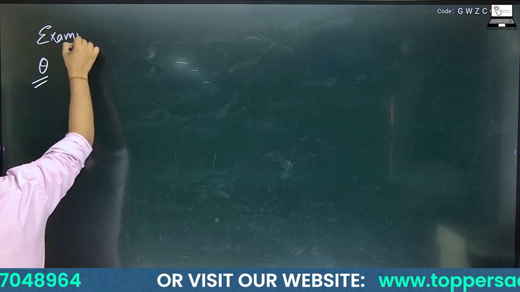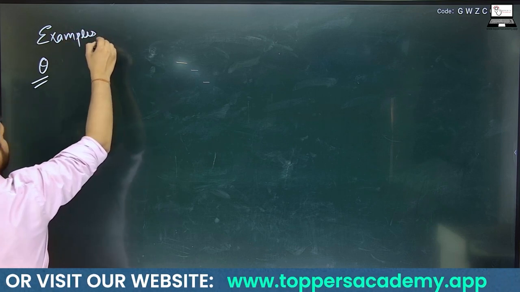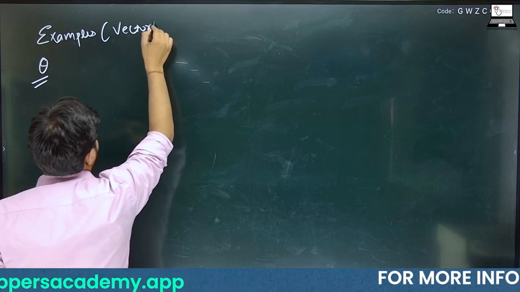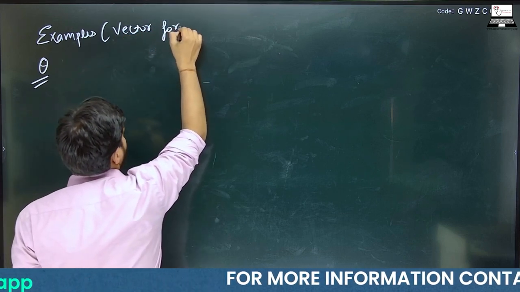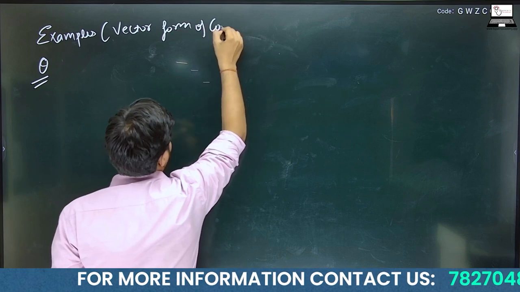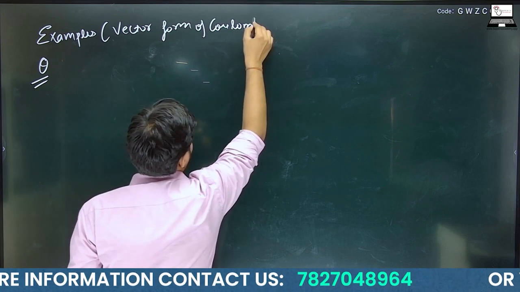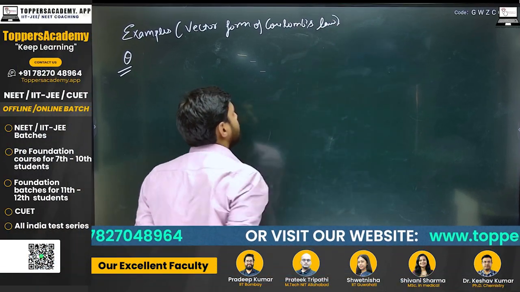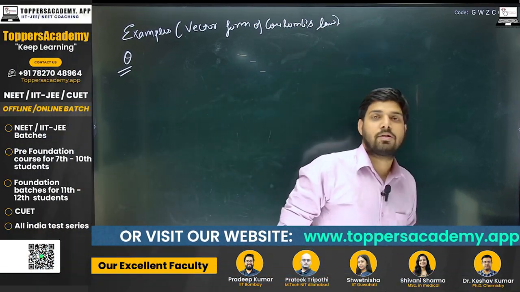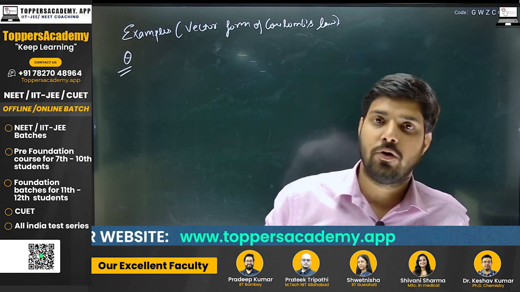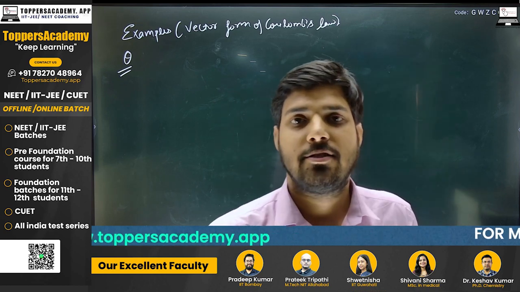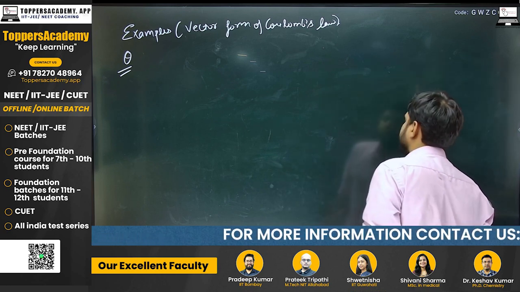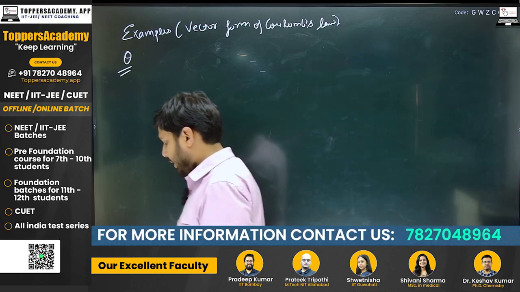So today we are going to solve some examples on the vector form of Coulomb's law. Is it clear? Let's start with our first example.